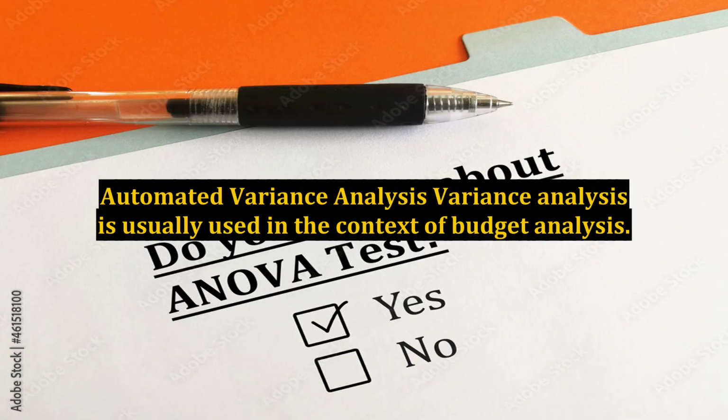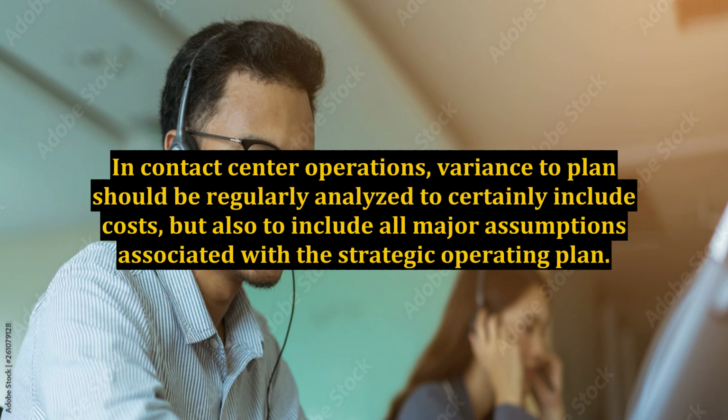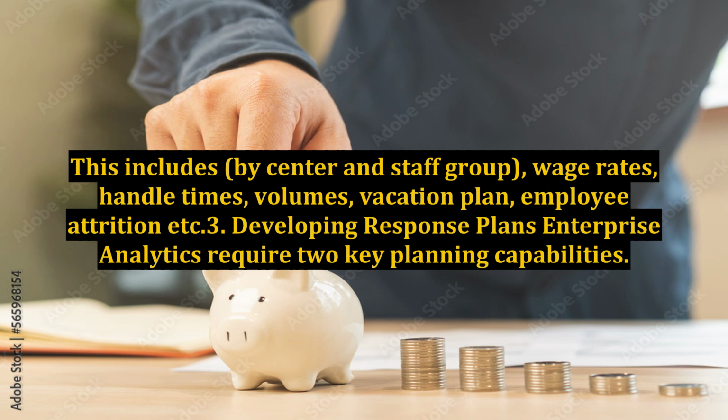2. Automated variance analysis. Variance analysis is usually used in the context of budget analysis. That is, variance to budget is an item explored, but only if line item costs are too high. This is clearly short-sighted. In contact center operations, variance to plan should be regularly analyzed to certainly include costs, but also to include all major assumptions associated with the strategic operating plan. This includes, by center and staff group, wage rates, handle times, volumes, vacation plan, employee attrition, etc.